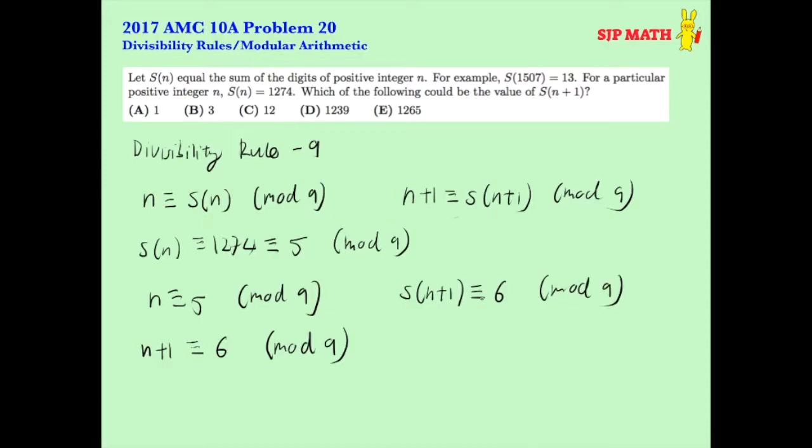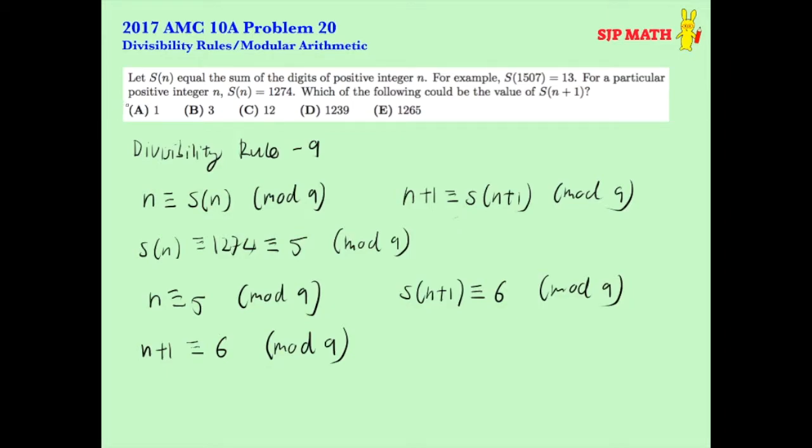Now we didn't really get a value for S of n plus 1. There are many different possible values for S of n plus 1 if S of n is equal to 1274. But now we got a statement that has to be true for S of n plus 1. So we can just test it on each of these values, A, B, C, D, E, to see which one actually satisfies this statement.